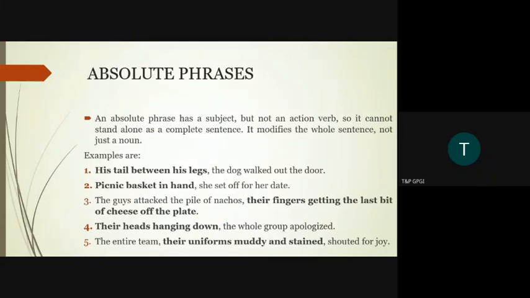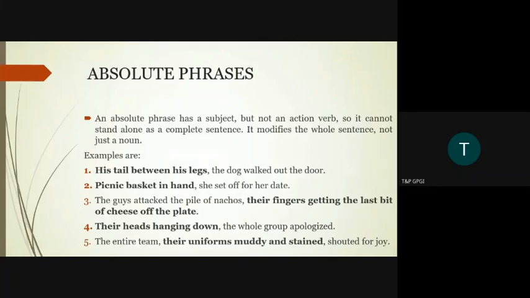Okay, the last one is the absolute phrase. So an absolute phrase always has a subject, but not an action verb. So it cannot stand alone as a complete sentence. What it does is modify the sentence. It does not stand as a complete sentence on its own. It modifies the sentence, not just a noun. The entire sentence is modified by the absolute phrase.